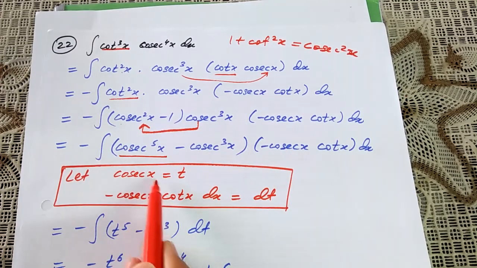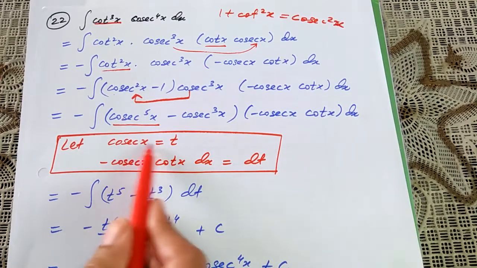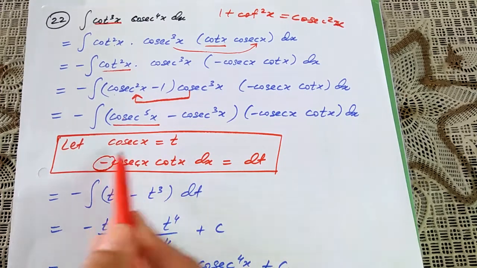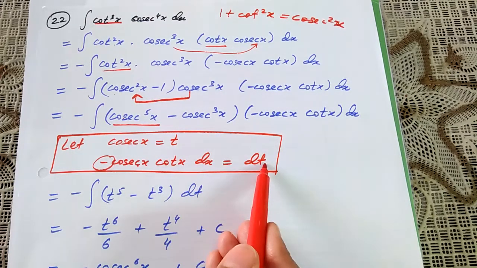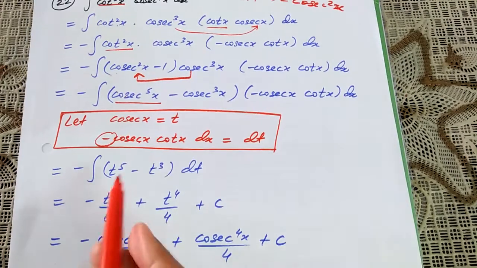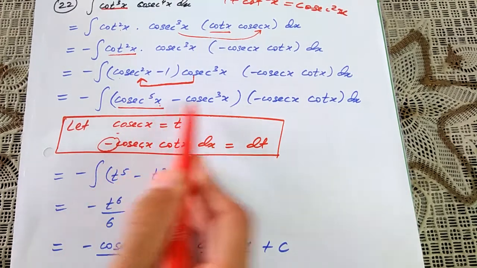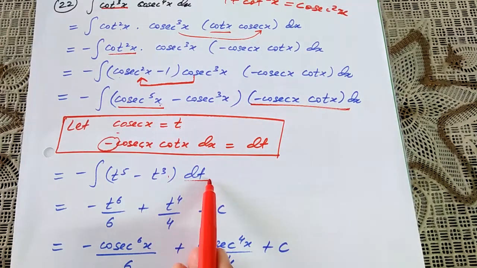Now let this cosecant x be t. Just differentiate it. Cosecant x will give the derivative minus cosecant x cot x dx. Due to this negative sign, I multiplied it in the start. dt. So we'll just put this cosecant x as t. I'll get t to the 5 minus t cube, and this function is dt.